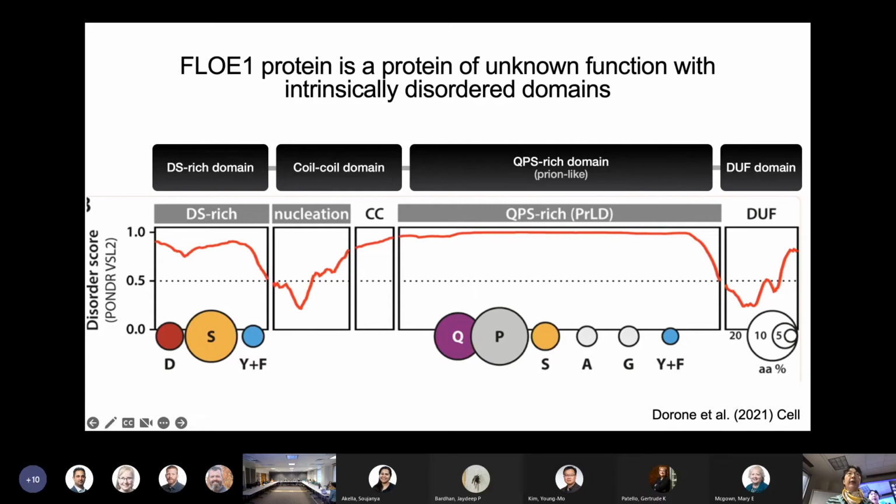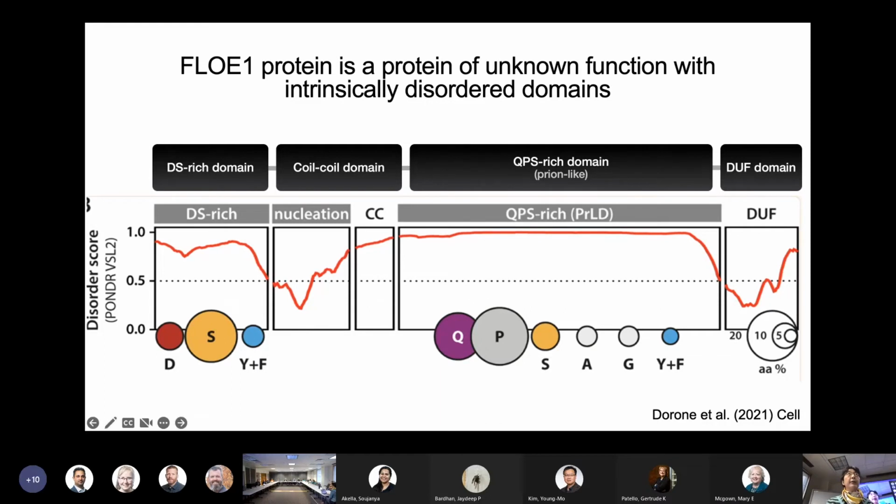And it was also very highly enriched in the intrinsically disordered regions. These regions that are really not amenable for three-dimensional structural determination by X-ray crystallography.